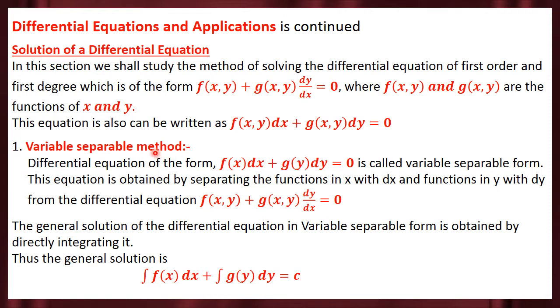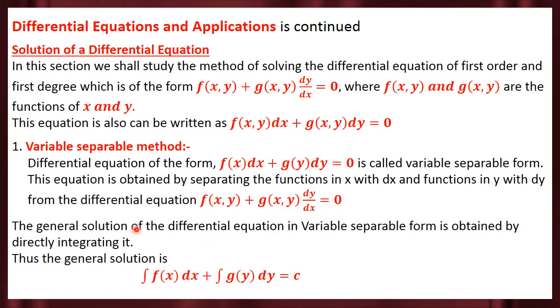In this method, we are separating the variables x and y along with dx and dy respectively. So, the differential equation of the form f of x dx plus g of y dy is equal to 0 is called the variable separable form. This equation is obtained by separating the functions in x with the dx and functions in y with the dy from the general differential equation of first degree, that is f of xy plus g of xy dy by dx is equal to 0.